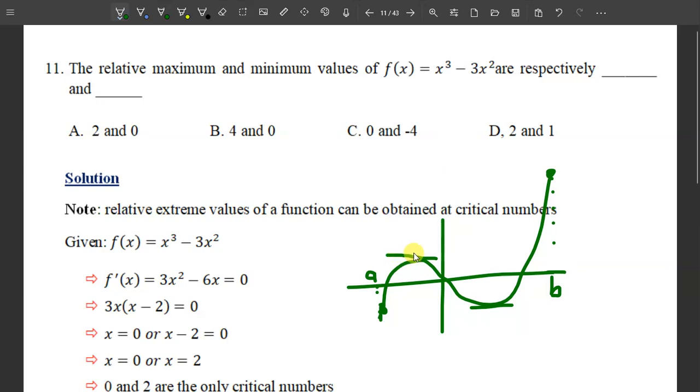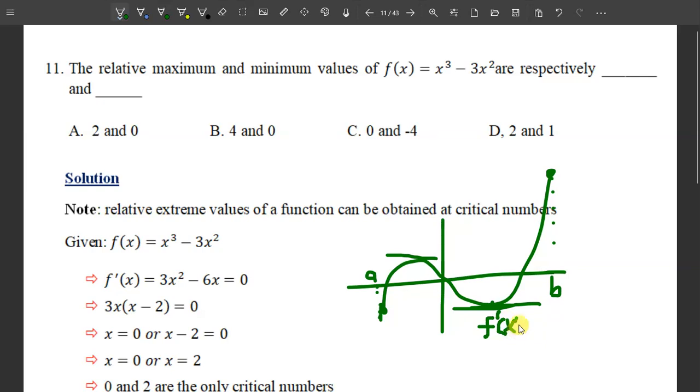Now, the relative extrema of a function can be obtained at the critical point. Here, the critical point means where the slope of the tangent line becomes 0. Suppose this is the relative minimum. At this point, since the tangent line is horizontal and its slope becomes 0, then the derivative of the function at this point will become exactly 0.